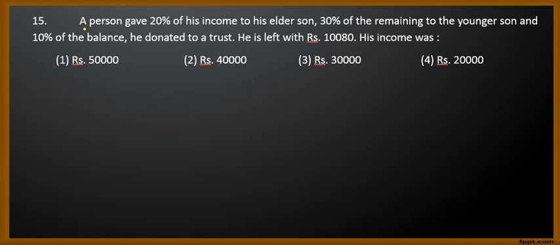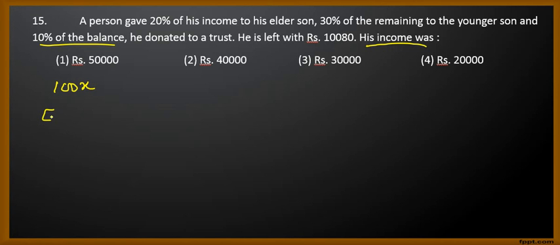Look into this question. A person gave 20% of his income to his elder son, and 30% of the remaining to the younger son, and 10% of the balance he donated to a trust. He is left with 10,080 rupees. We have to find his income. Now, as we don't know his income, assume his income be 100x.